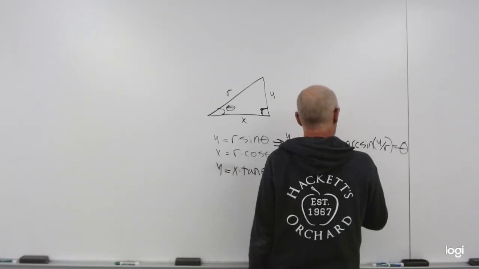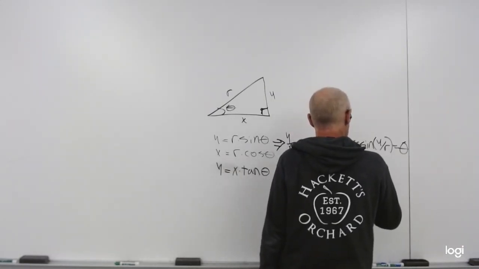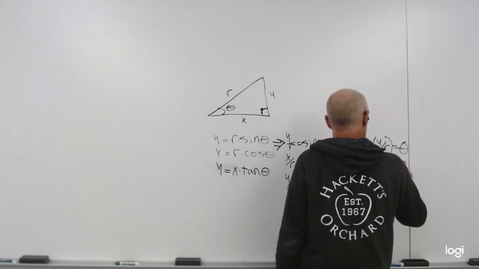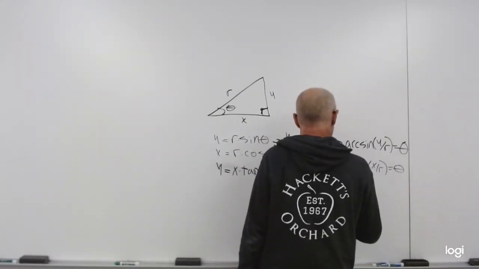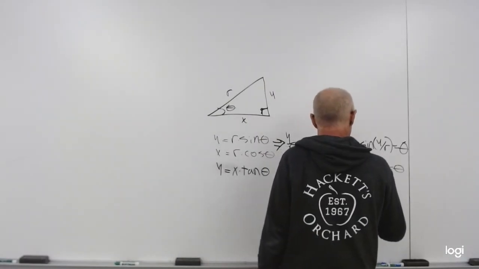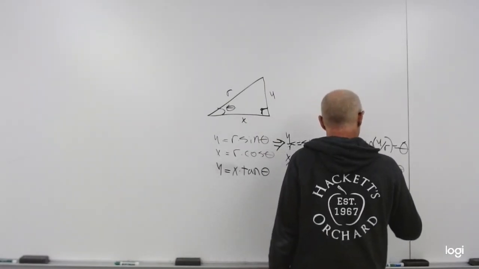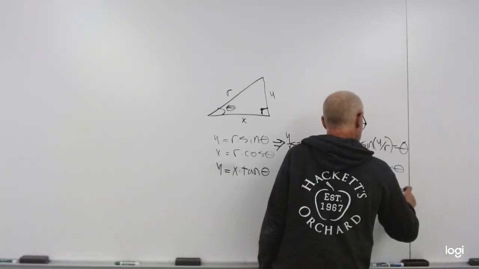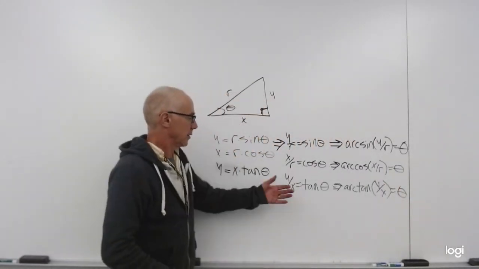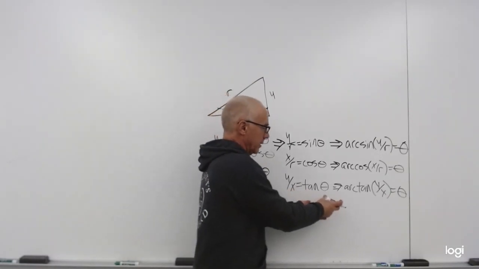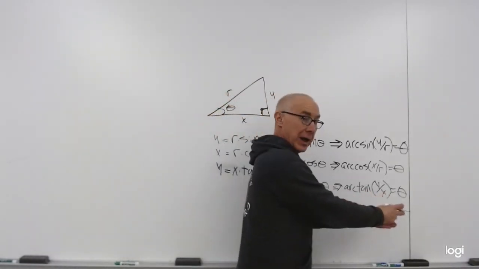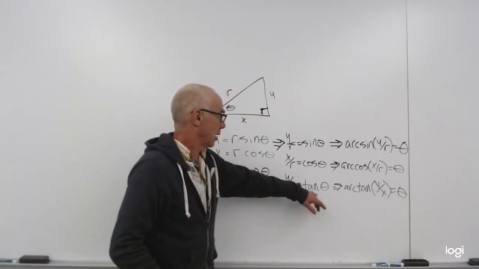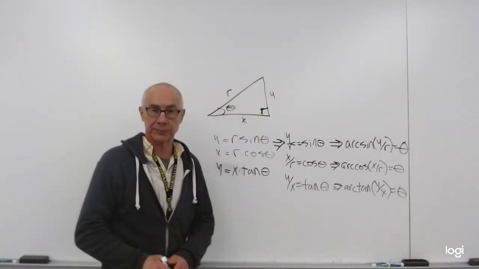In this case, we're going to have arccosine of x over r equals theta, and arctan of y over x equals theta. So we're just taking the arctangent of both sides. We end up with arctan of y over x equals theta, which is the original argument of the tangent function.